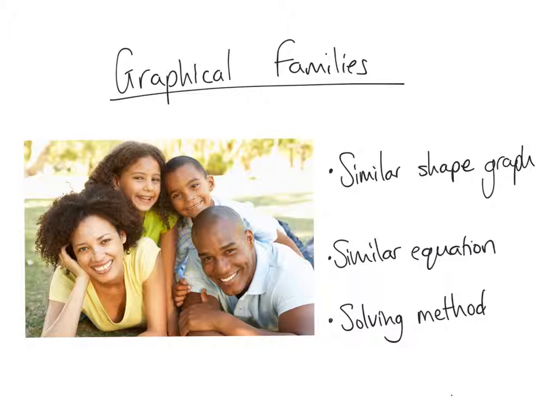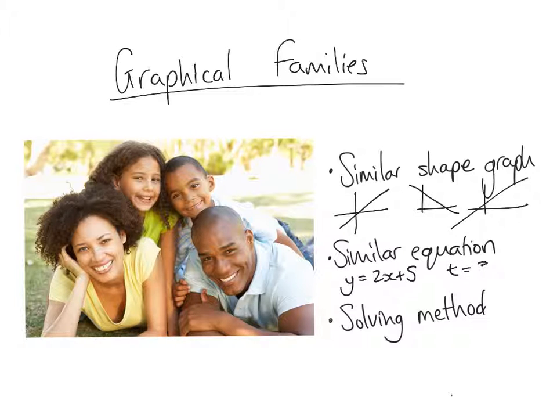So for example, the easiest or most simple one is the graph of the straight line. So it could be like that, or like that, or like that. You can see they're all straight lines, but they go through the origin at different places. Their y-intercept is different, their gradient is different. The equations will look something like this. They're not the same, but they're similar, and they have similar solving methods.